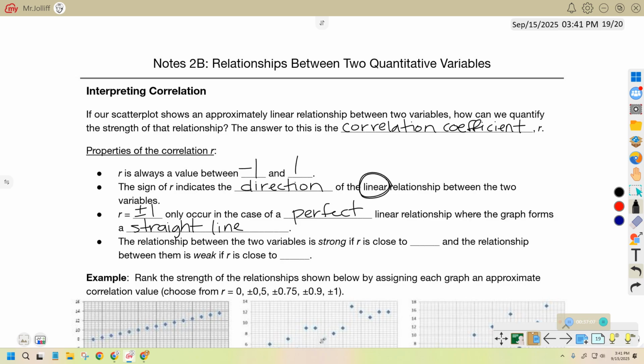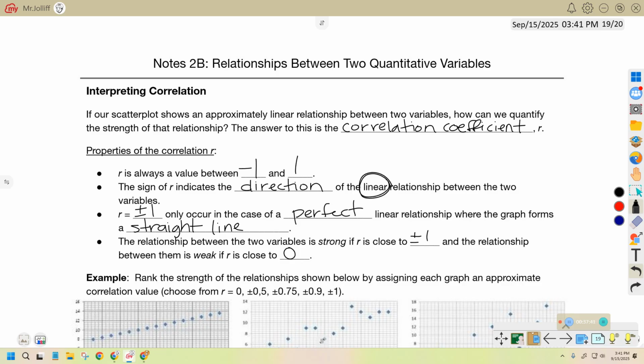Last, when we talk about weak, moderate, strong, if it is strong, it should be close to ±1. The typical cutoff is about 0.85 to 0.9. Anything above that is strong. It is weak if it is close to 0: 0.2, 0.1, 0.25, even 0.3. It's kind of weak. Moderate is in between, that 0.3 to 0.8 kind of region in the middle, right around 0.5.